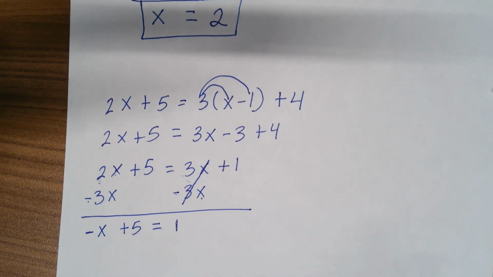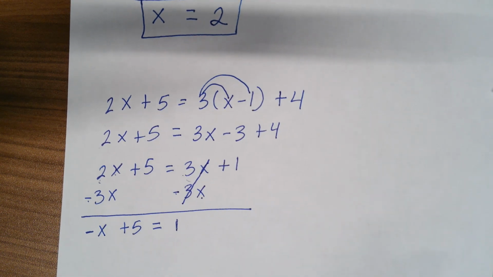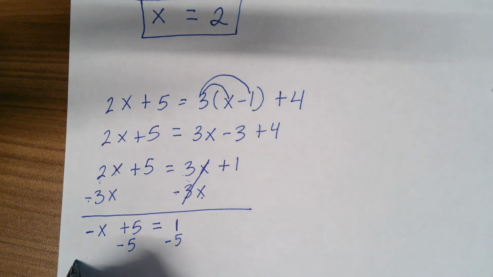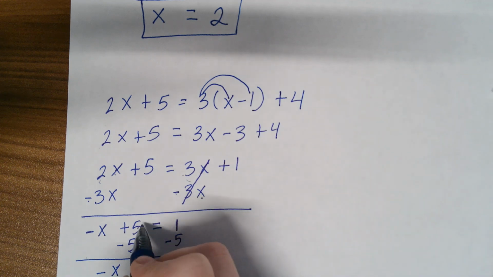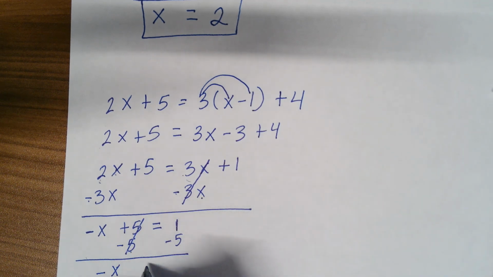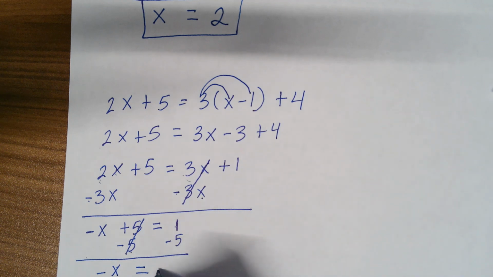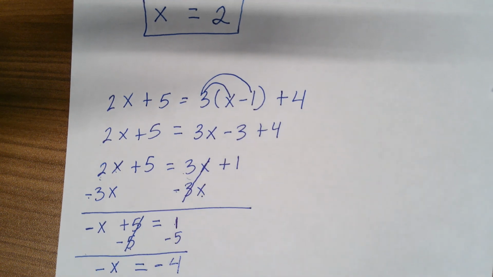I want to get all the plain numbers on the right-hand side. So I'm going to look on the left-hand side. Do I have any plain numbers? Yes, I do. I have this positive 5. So I'm going to move it to the other side by doing the opposite operation. This is adding 5, so I will subtract 5 from both sides. Bring down the negative 1x, or negative x. 5 minus 5 is 0. That cancels out. Bring down my equal sign, and 1 minus 5 gives me negative 4.